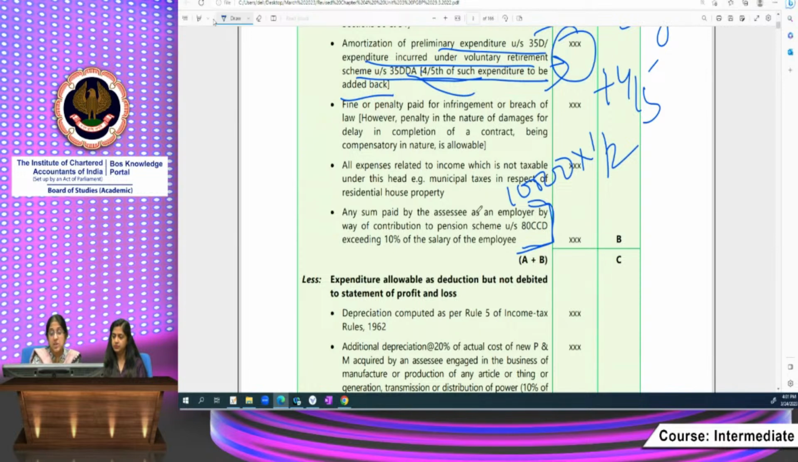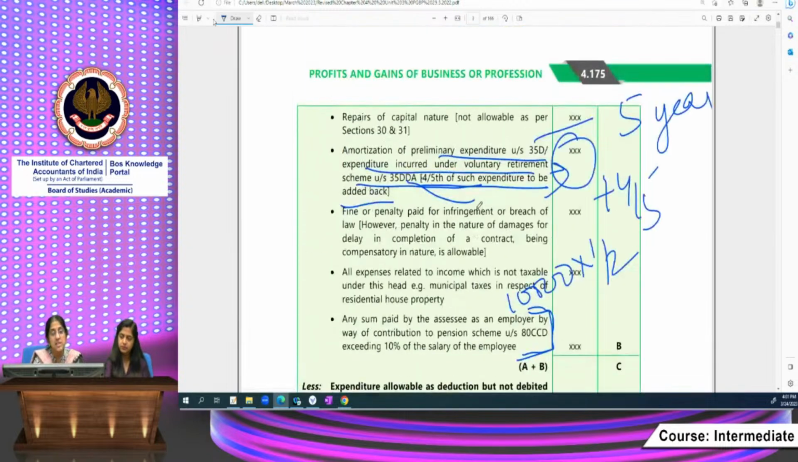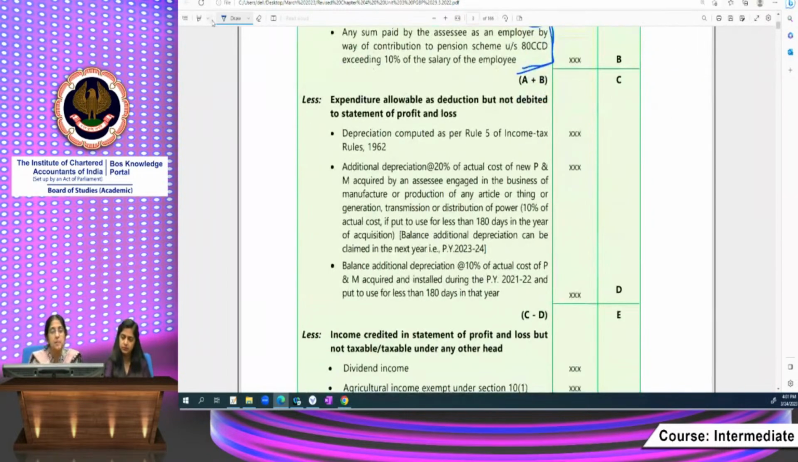Then what is the expenditure which is allowable as deduction? So far we were talking about the disallowances, what you're adding back. But what is allowable? Depreciation, which is computed as per rules. Additional depreciation at 20% on actual cost of plant and machinery. This is only for an assessee engaged in the business of manufacture or production of an article or thing, or distribution of power. Only in these cases will you be entitled to additional depreciation, not in all cases.